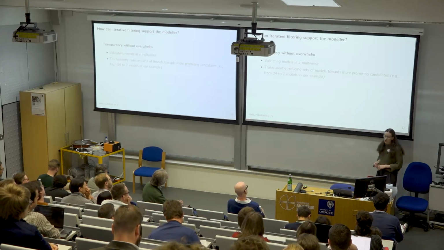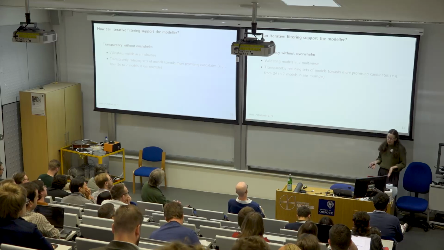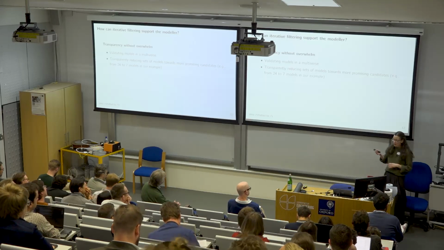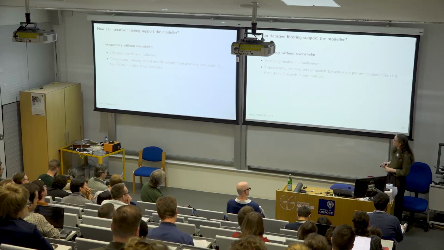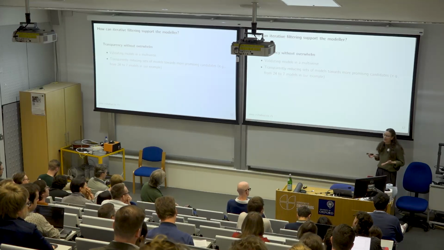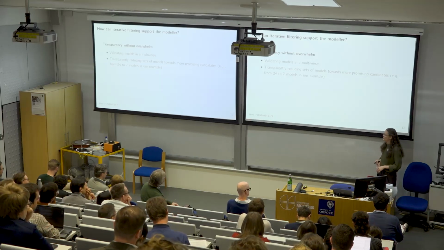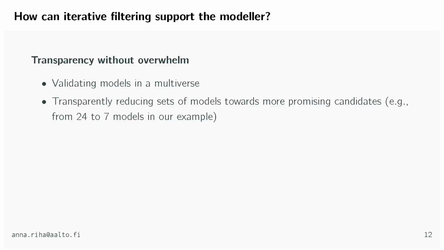So to summarize, how can iterative filtering support the modeler? First, we get more transparency without overwhelm, because we have a tool here to validate models in a multiverse of models. We can transparently reduce sets of models, and we can move towards the more promising candidates while still remaining transparent.